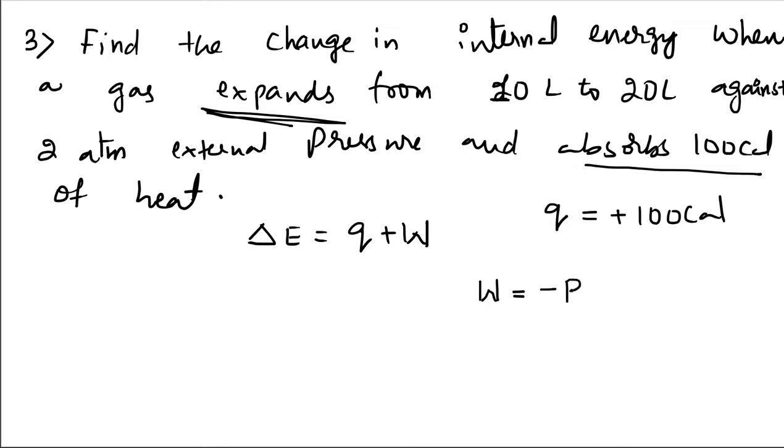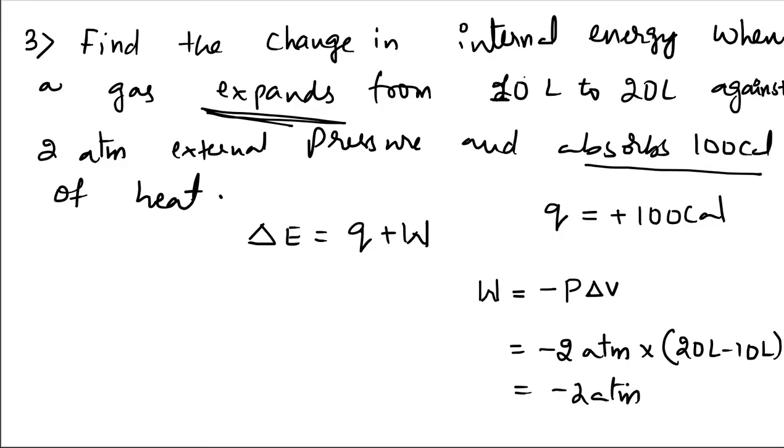Negative P delta V. So what is the external pressure? That is negative 2 atmospheres times, what is the change in volume? Final volume is 20 liters, initial volume is 10 liters. So from that we can say that delta V is 10 liters, that is 20 liters minus 10 liters. So that gives negative 2 atmospheres times 10 liters. That gives negative 20 liter atmospheres.